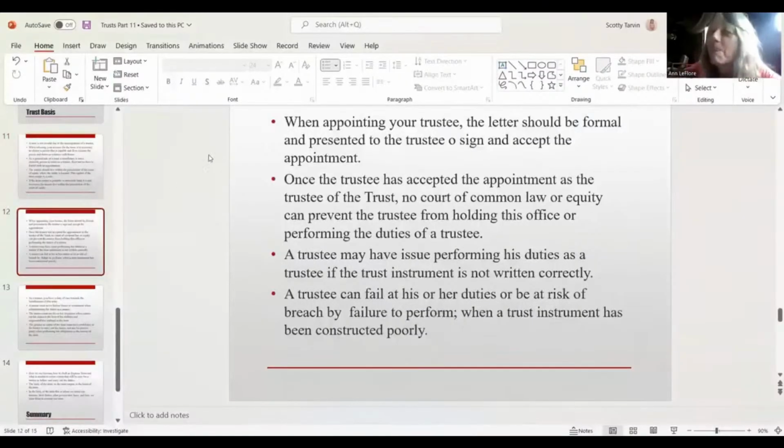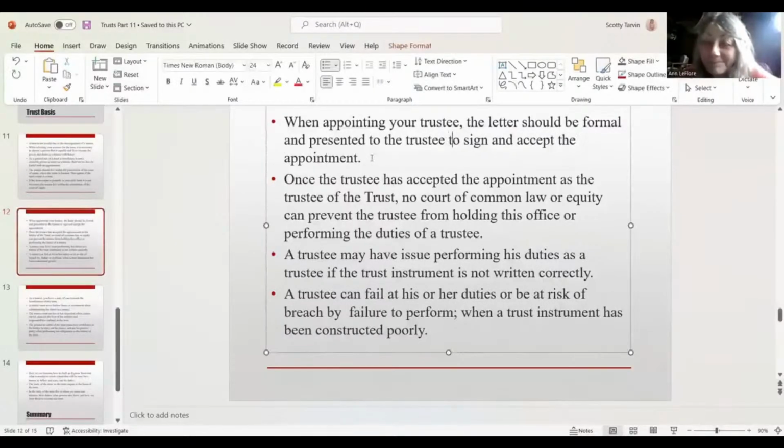All right. When appointing your trustee, the letter should be formal and presented to the trustee to sign and accept the appointment. Once the trustee has accepted the appointment as the trustee of the trust, no court of common law or equity can prevent the trustee from holding this office or performing the duties of a trustee. A trustee may have issue performing his or her duties as trustee if the trust instrument is not written correctly. A trustee can fail at his or her duties or be at risk of breach by failure to perform when a trust instrument has not been constructed, or when a trust instrument has been constructed poorly.